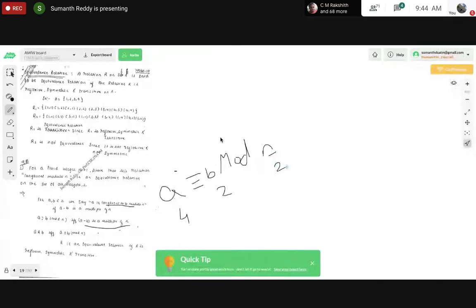If I take the n value as 2, A value as 4 and B value as 2, then 4 is congruent modulo 2 mod 2, because 4 minus 2 will be equal to 2 only, and 2 is definitely a multiple of 2. Like this, I can give multiple examples.